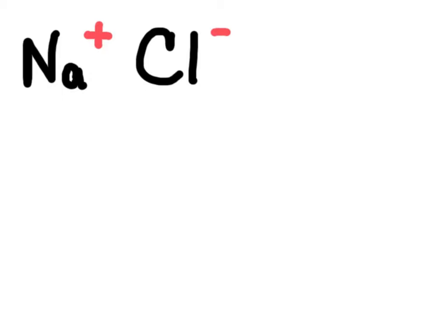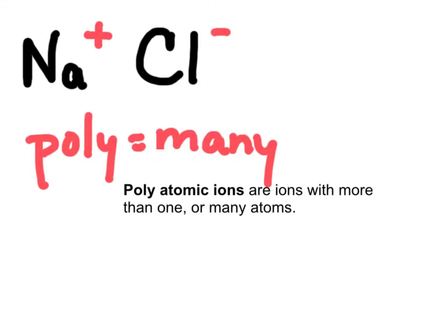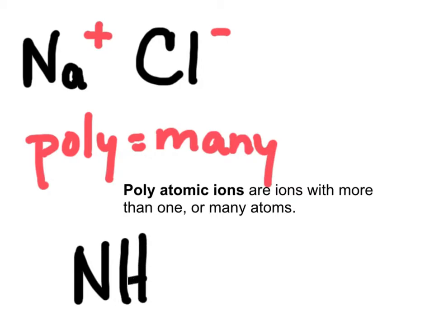There are also something called polyatomic ions. Poly means many. So, polyatomic means many atoms. Polyatomic ions are ions with more than one atom. Ammonium is an example of this. NH4. And it's a positive ion.